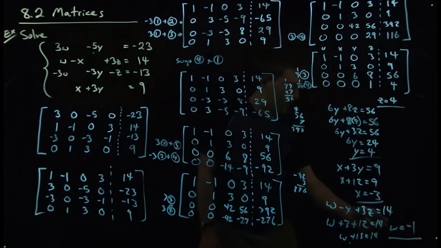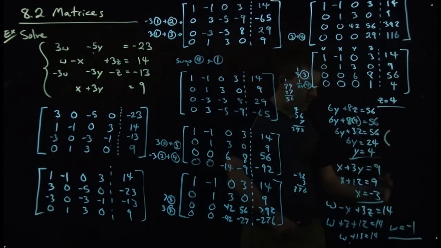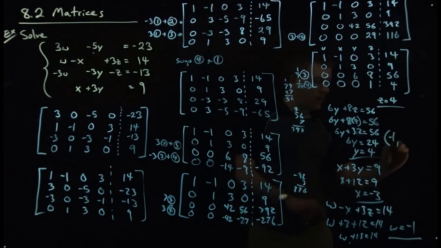All right, so w, x, y, z. Solution, negative 1, negative 3, 4, and 4.